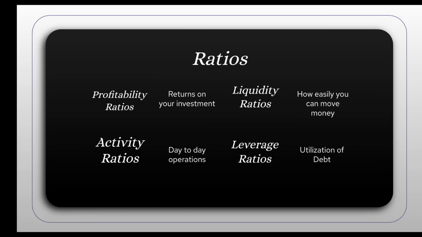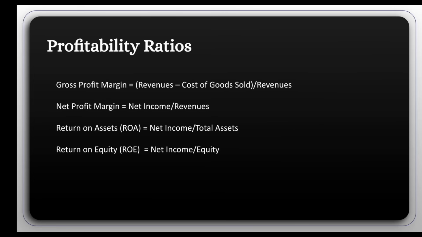So there's 4 types of ratios. Profitability ratios, which measure your return on investment. Your liquidity ratios, which measure how easily you can move your money around. Activity ratios, which are a representation of your day-to-day operations. And leverage ratios, which represent how well you can utilize debt. So we have profitability ratios.